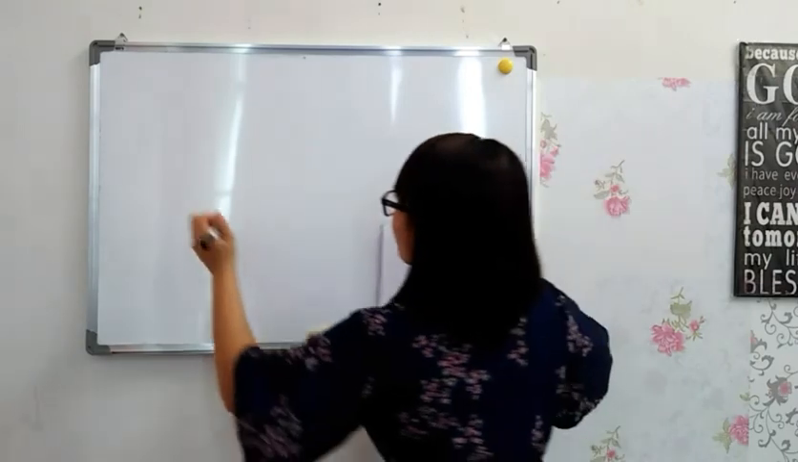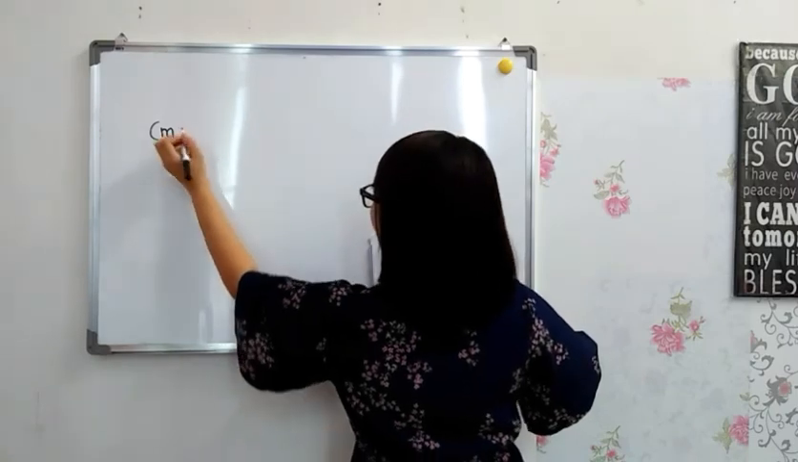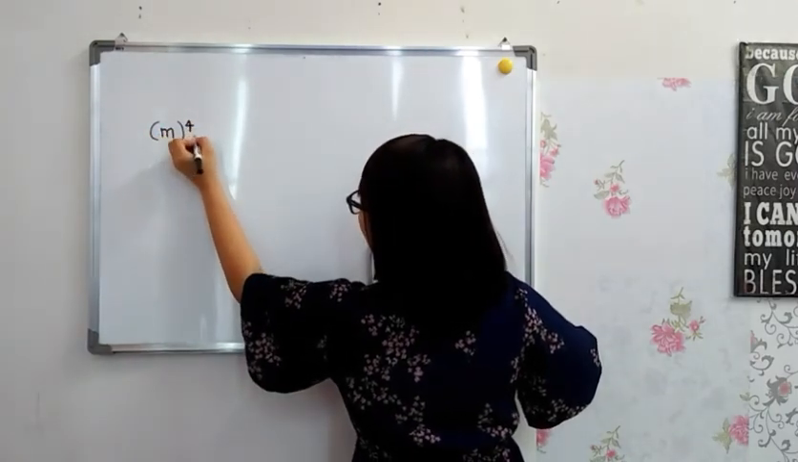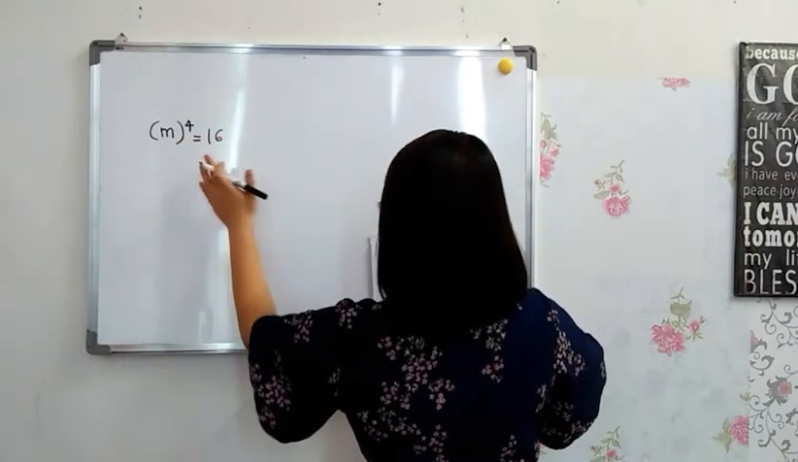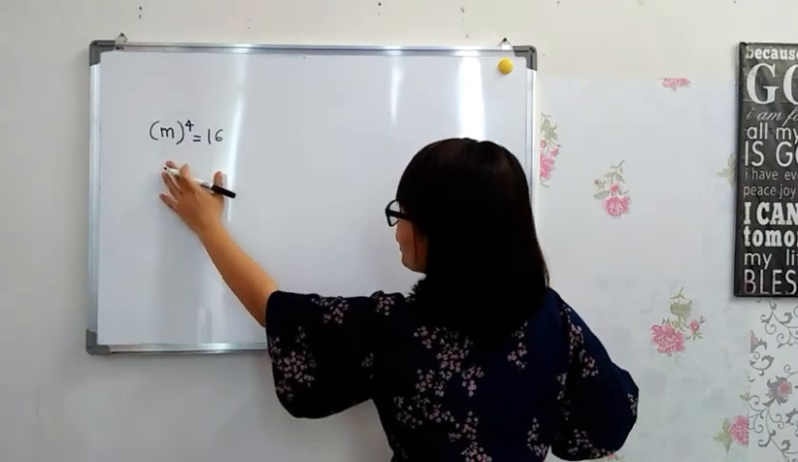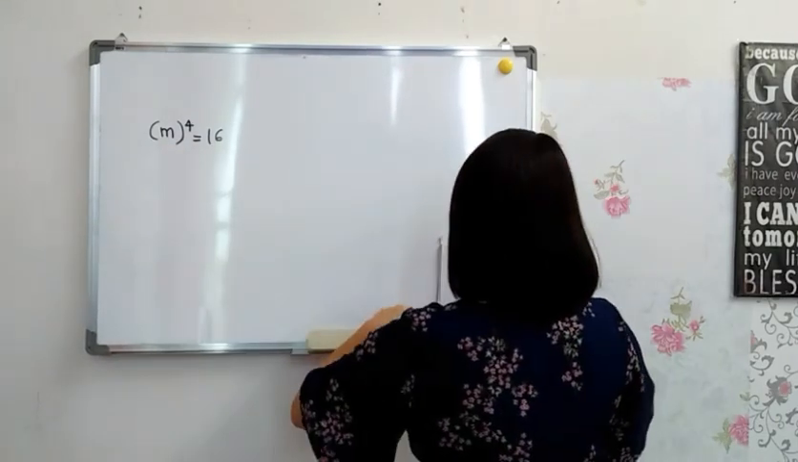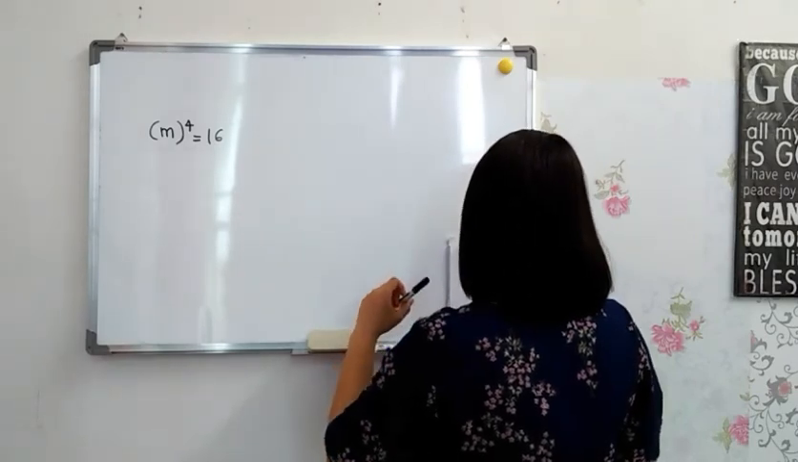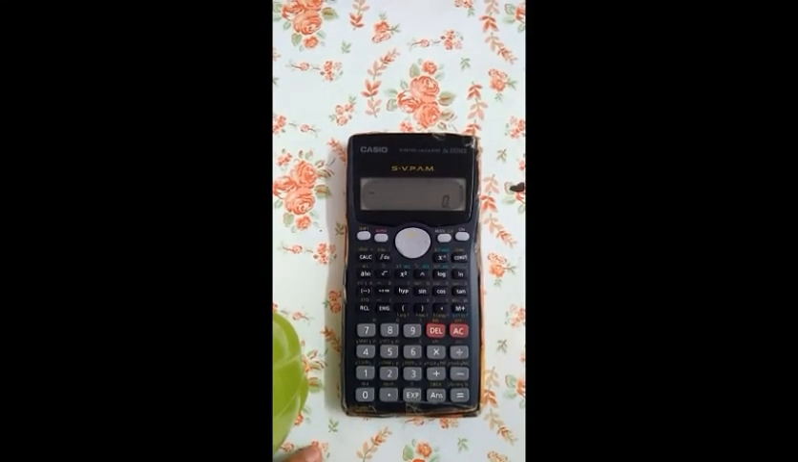Next is, how about m to the power of 4 equals 16? What are the possible values of m? So you can use your calculator to calculate this question. Okay, did you get the answer? What are the possible values of m? Okay.